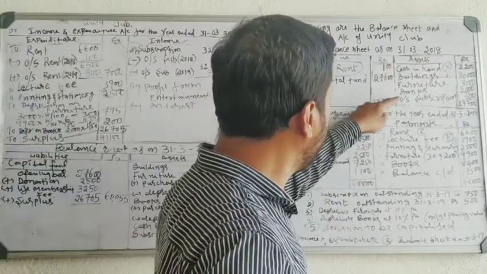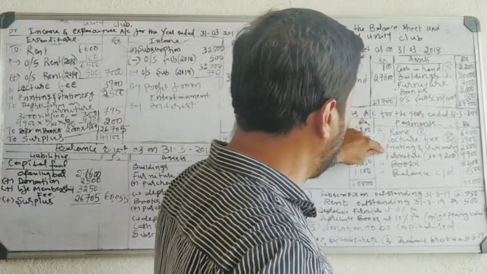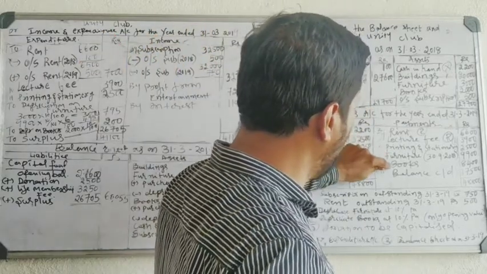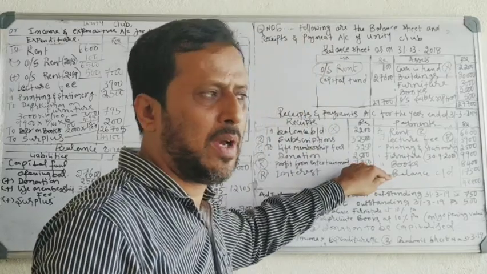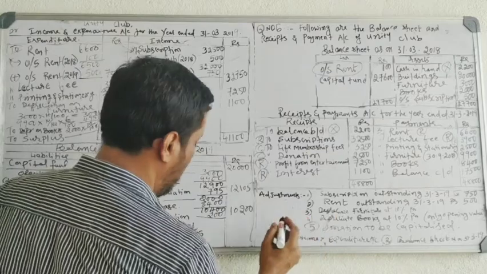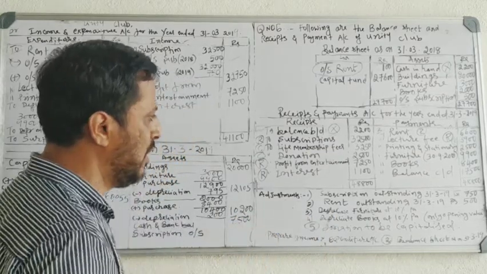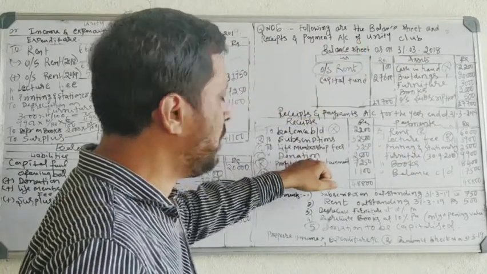After books, outstanding subscription you have already deducted. Rent, lecture fee, printing and stationery are revenue expenditure already recorded. Furniture is over, books is over. Balance carried down means current year cash and bank balance. So it is an asset. Cash and bank balance is 7,500. Okay, we have recorded all the assets and liabilities from the balance sheet and receipts and payments.